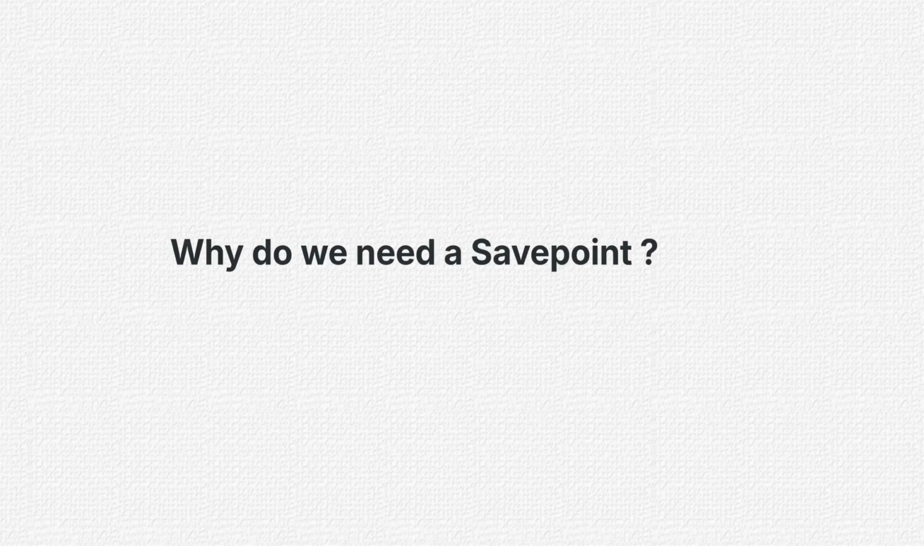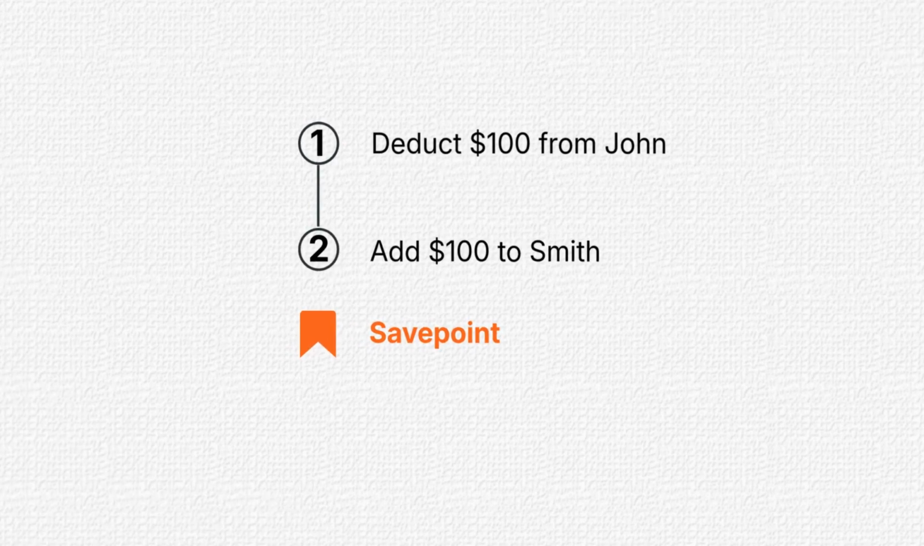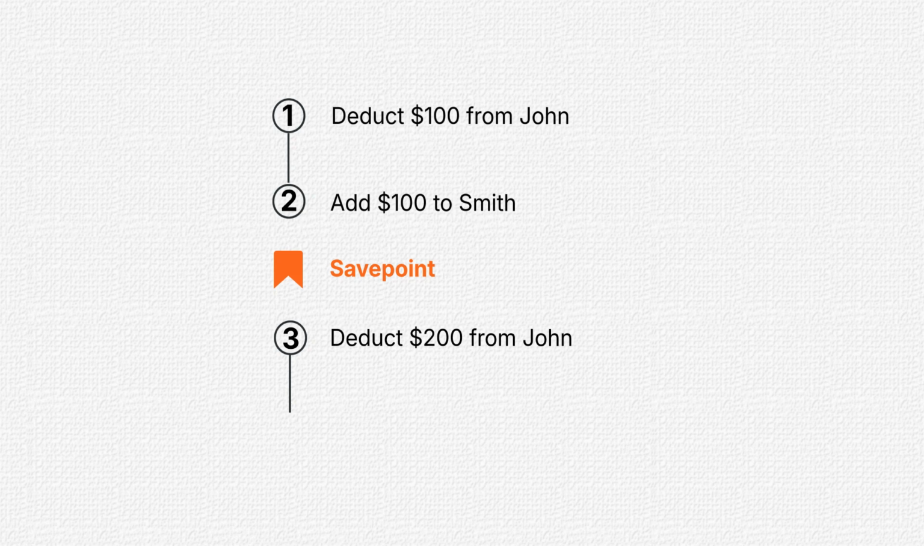Why do we need a savepoint? After John successfully sends $100 to Smith, we create a savepoint. A savepoint acts as a checkpoint within a transaction. Next, John tries to send $200 to Michael. The amount is deducted from John's account, but an error occurs before Michael receives it.